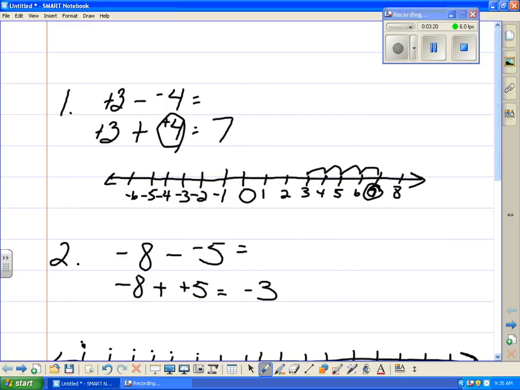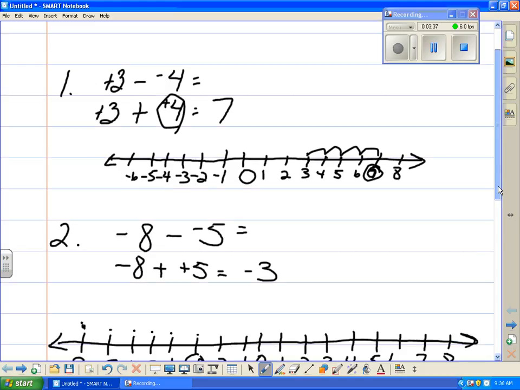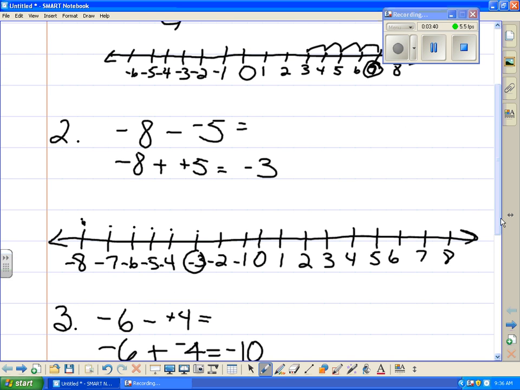Number 2, negative 8 minus negative 5. I rewrite the problem: negative 8 plus positive 5. The first number never changes. The second number becomes the opposite. I go to my number line. I start on negative 8 and I move to the right 5 spaces because the number is positive. If it's positive, I move to the right. 1, 2, 3, 4, 5. And the answer is negative 3.